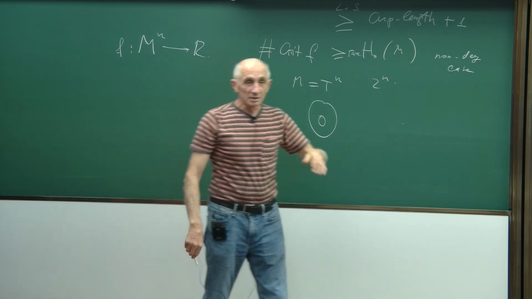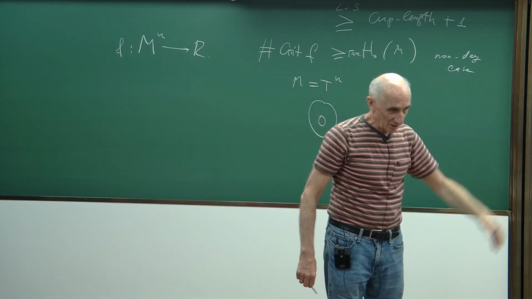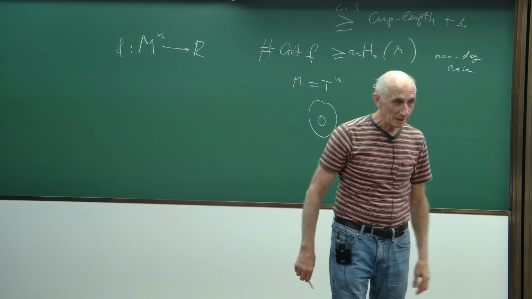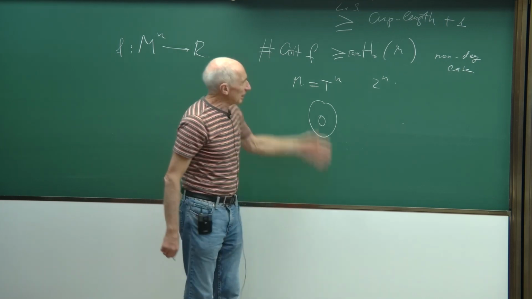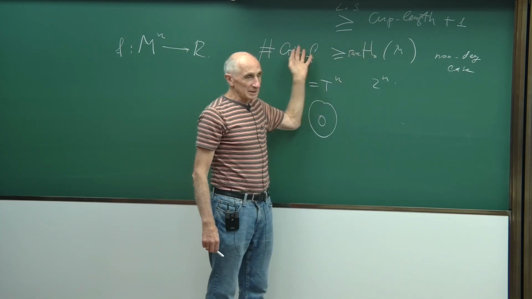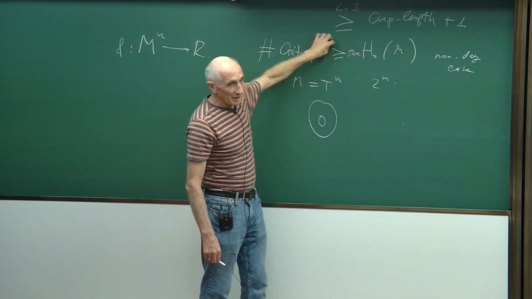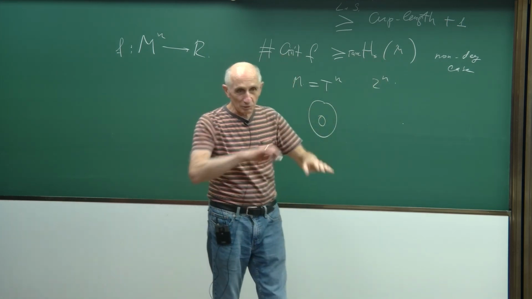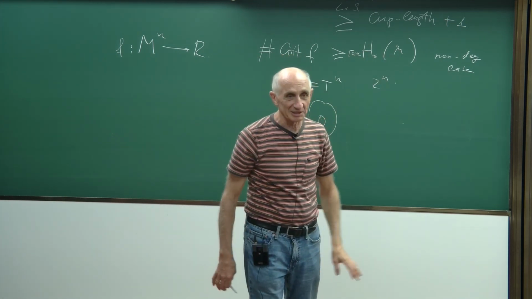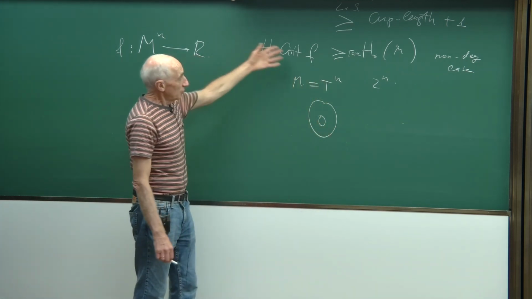But again, this cup length bound is not the best bound. The actual bound is in terms of what is called the Lusternik-Schnirelmann category, but they are not the same. I don't know all the results where it's exact or non-exact, but definitely not always. So we have this thing.